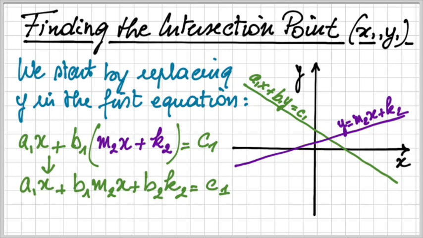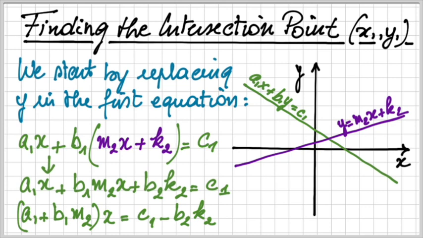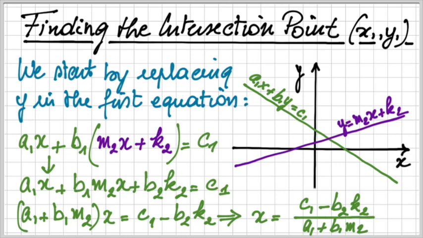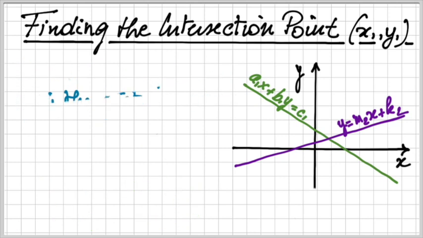We bring everything with x to the left-hand side and all the rest to the right-hand side. So this gives us the expression a1 plus b1m2 times x, because both of them have x in common, so we can write it as this. And we see on the right-hand side we find c1 minus b1k2. And in order to find the x value, we now just have to divide both sides by a1 plus b1m2, and we find that x is equal to c1 minus b1 times k2 divided by a1 plus b1m2.